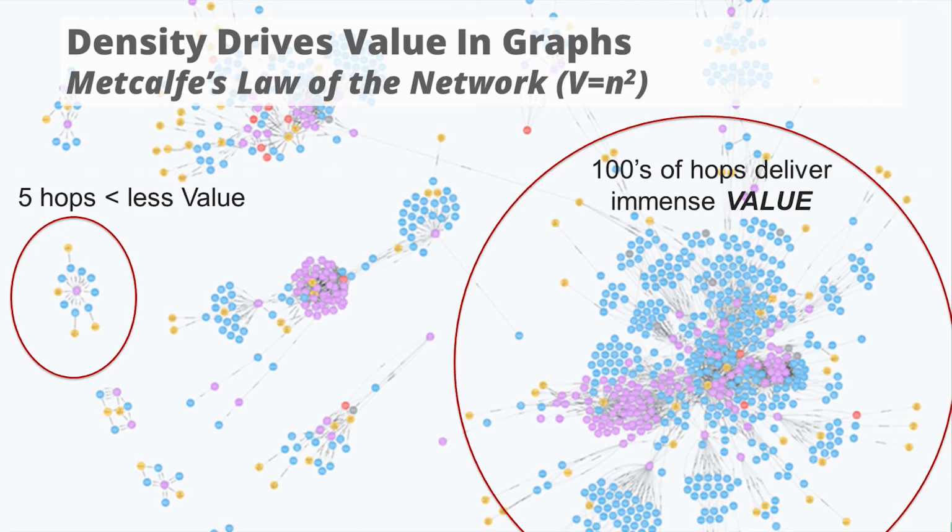Of course, back to that Panama Papers graph. As you can see, if I've got the graph on the left-hand side, the 5 hops, there's value in that. But the bigger value is in the big dense graph on the right-hand side. The more densely interconnected the information is, the more valuable it becomes.